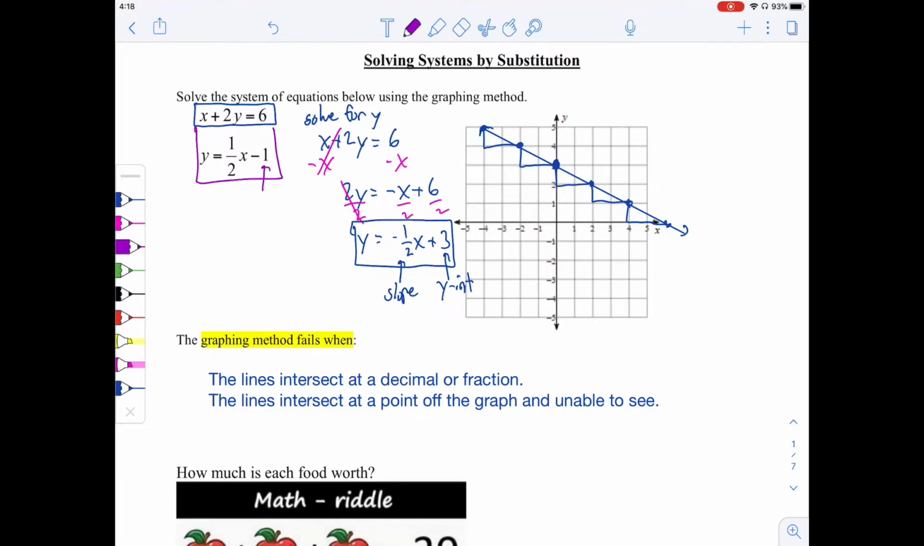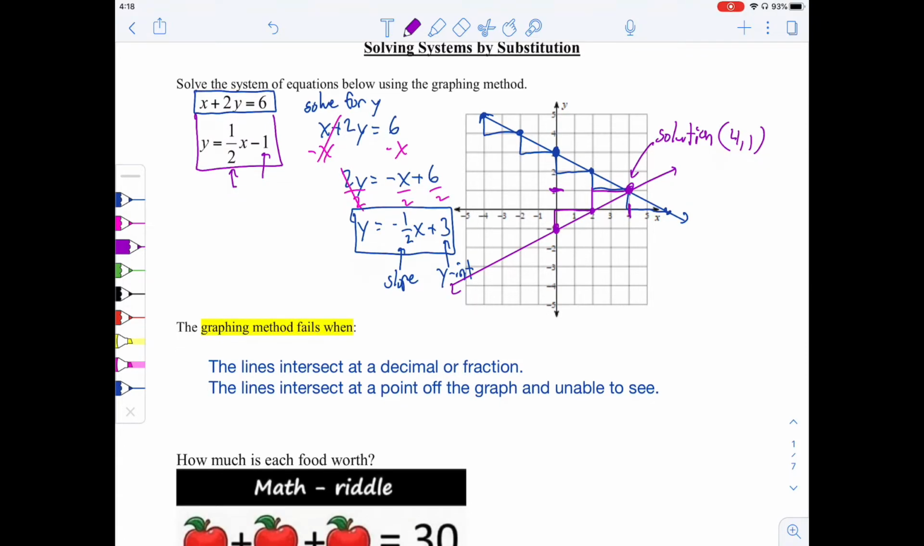Second graph, we'll start at negative 1. Use our slope, 1/2: up 1, right 2, up 1, right 2, and they intersect at that point. That intersection point is our solution. So that is that when x is 4, y is 1. So (4, 1) would be our solution for this one.